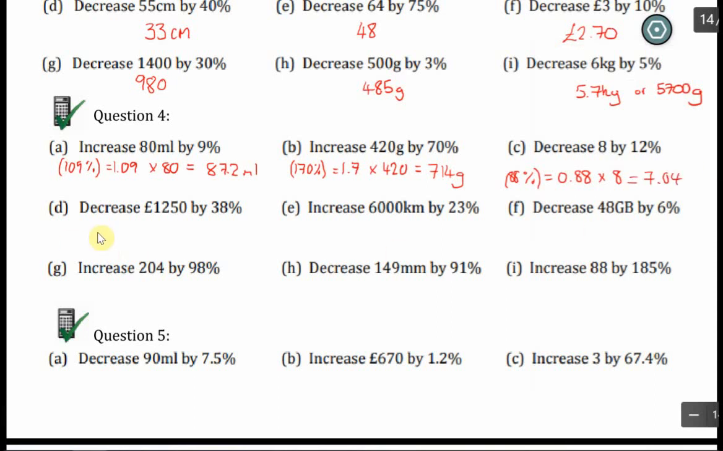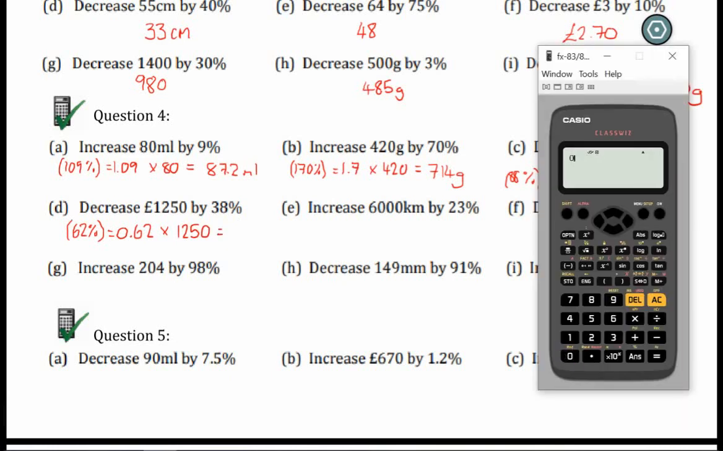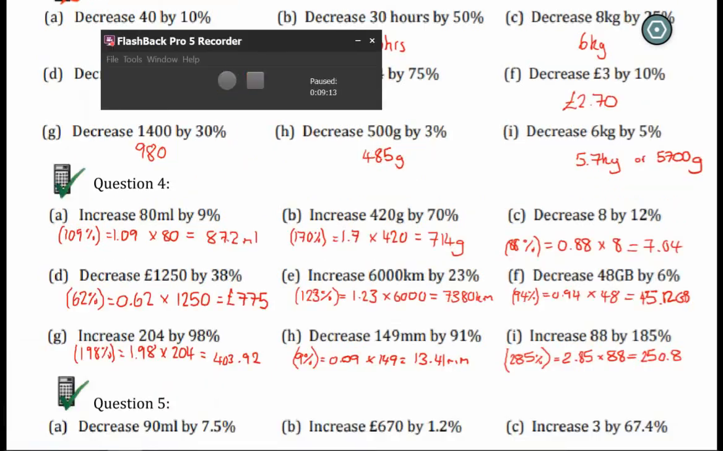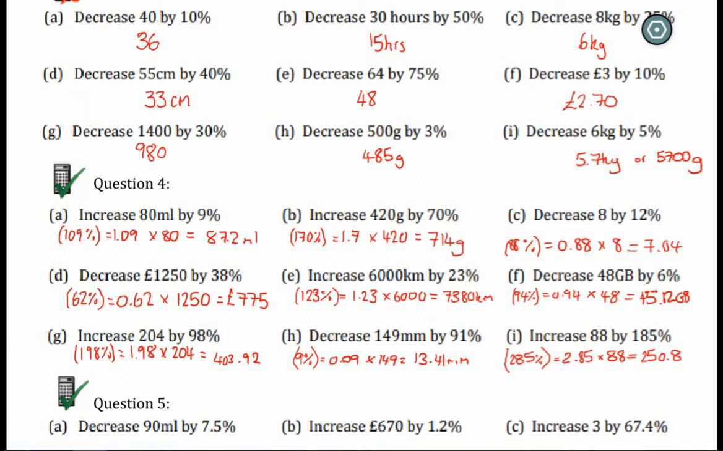Just do another decrease one. So if I want to decrease something by 38%, I need to take that off 100%. So 100 take away 38 will be 62. So I'm trying to find 62%, which is 0.62 as a multiplier, timesing that by the number they gave me, 0.62 times 1,250, £775. Okay. And there's the answer to question 4.